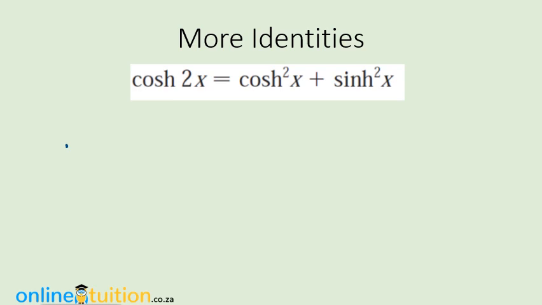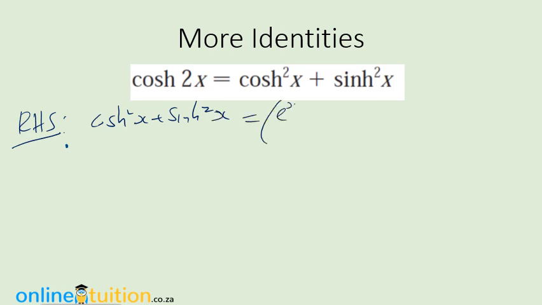Okay, here's a question we discussed in class. Pretty straightforward. Identity again, cos 2x is cos squared x plus sine squared x. So what is the right-hand side? The right-hand side is nothing more than cos squared x plus sine squared x. Again, when I said go back to the definition, so that's (e to the x plus e to the minus x over 2) all squared plus (e to the x minus e to the minus x over 2) all squared.